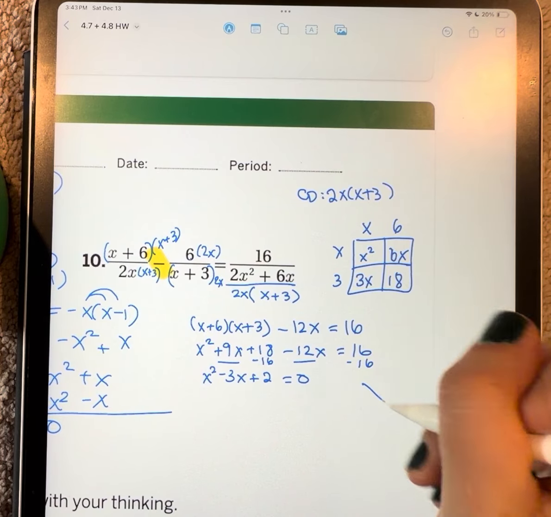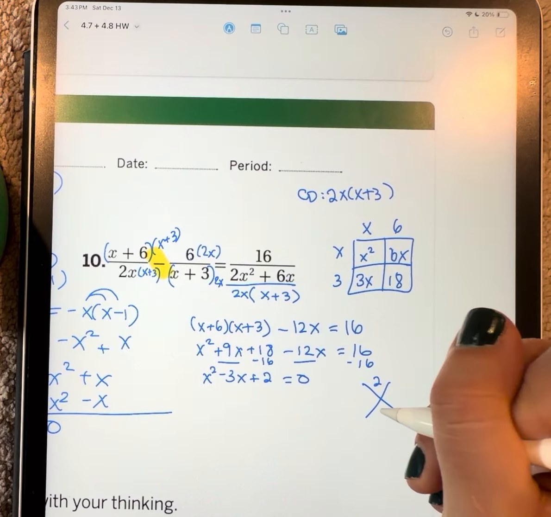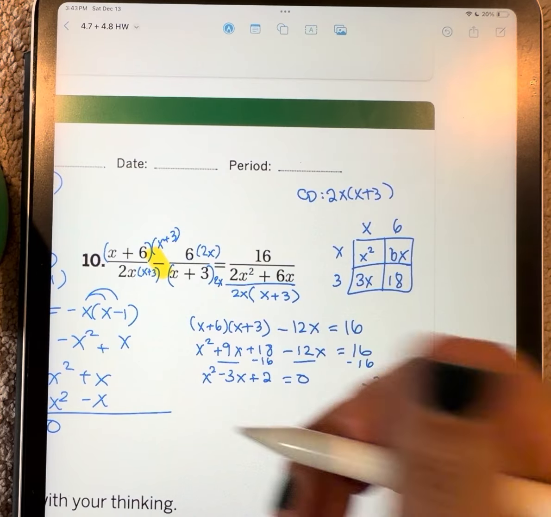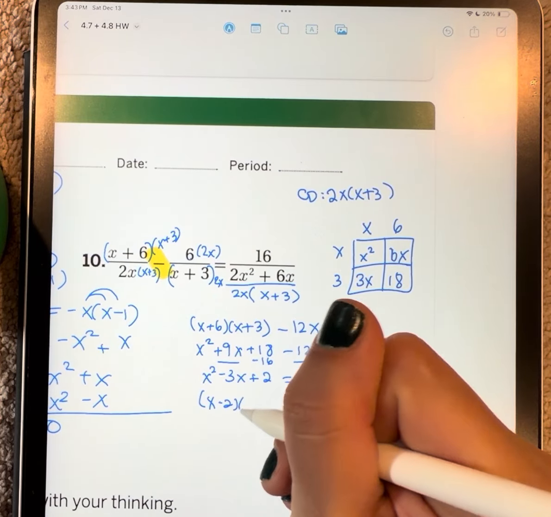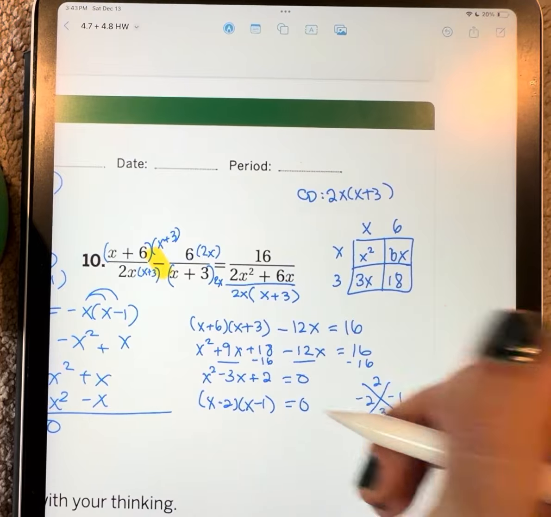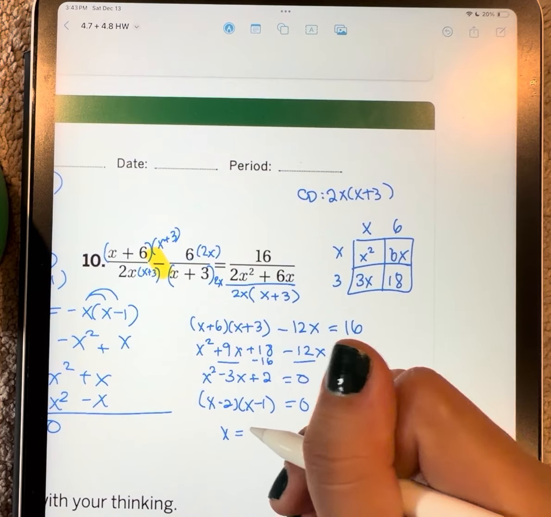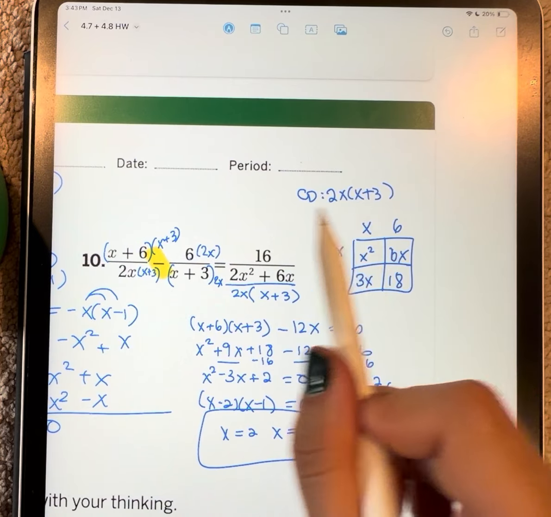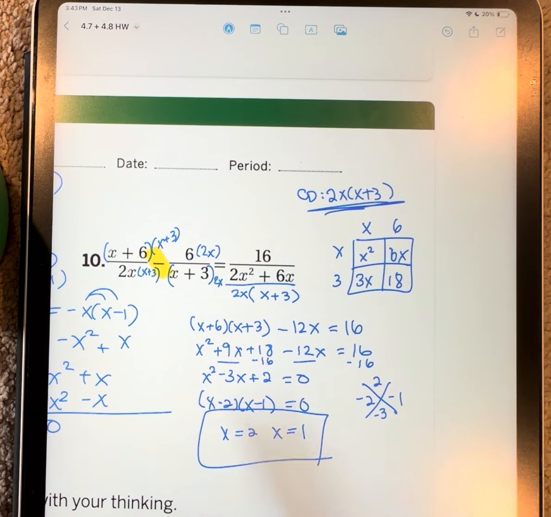And now we factor this. What multiplies to 2 and adds to negative 3 can only be negative 2 and 1. So x minus 2, x minus 1 equals 0. So x equals 2 and x equals 1. They're both okay. They don't make anything in any denominator I ever had 0.